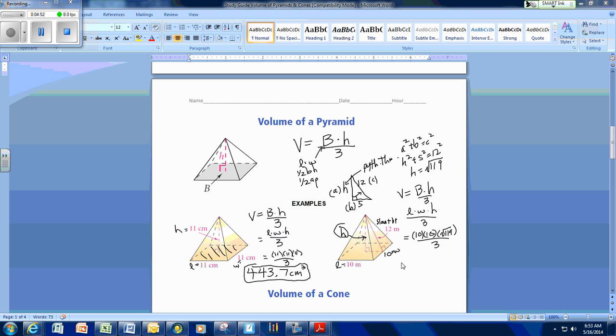If we get that calculated correctly, you should get approximately 363.6, and that would be meters cubed. Okay, so that's how you find the volume of a pyramid. Those are two examples where our pyramids were squares, square pyramids.